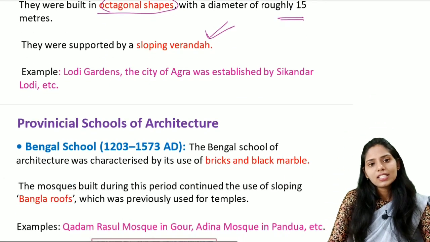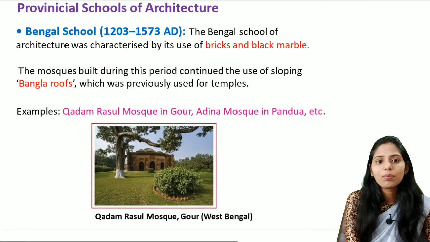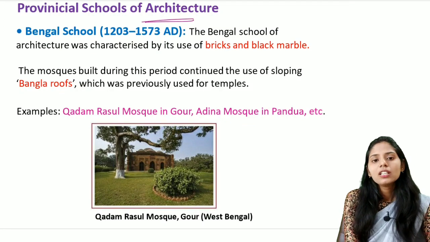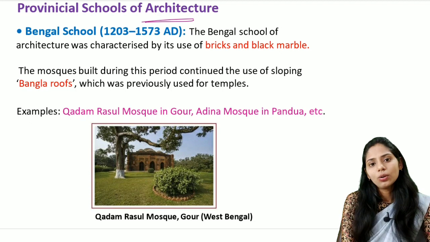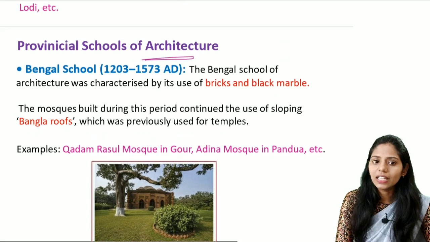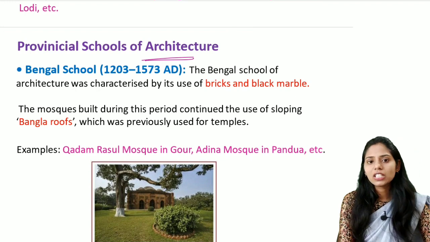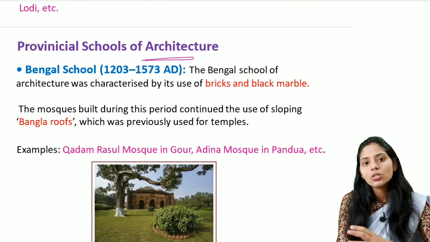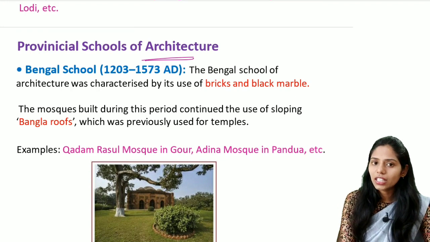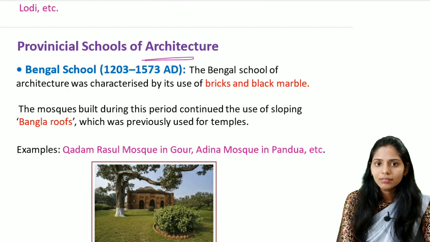Let us see the next type of architecture mainly during the medieval period, that is the Provincial School of Architecture. This Provincial School of Architecture came into existence because of the local rulers present in that area. The examples of this Provincial School include the Bengal School of Architecture, Malwa School of Architecture, and Jaunpur School of Architecture, etc. Let us see this one by one in great detail.